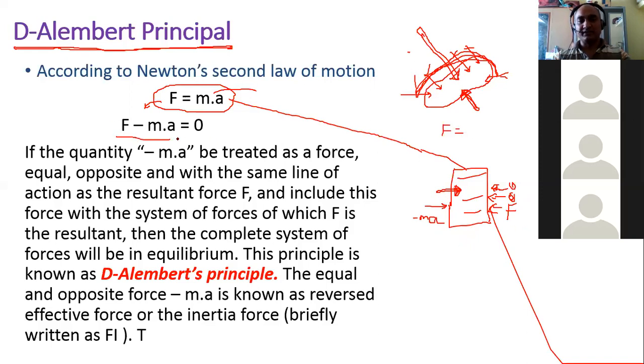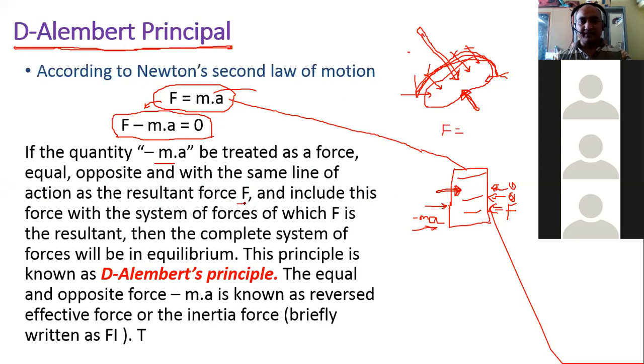So this is given by the equation F minus ma equal to 0. This is called the D'Alembert principle. If you read the statement, it says the same: if the quantity minus ma is treated as a force, equal, opposite, and with the same line of action as the resultant force F. See, this is the resultant force F of all these forces, and opposite to that is minus ma.